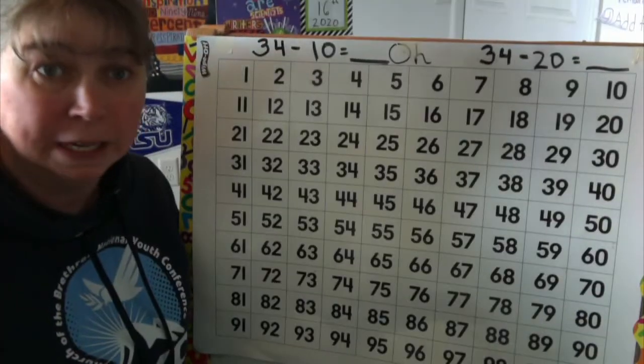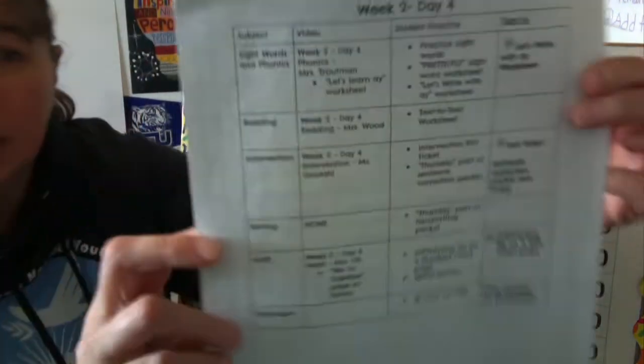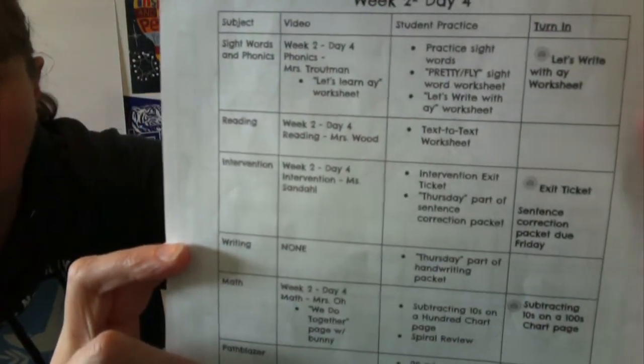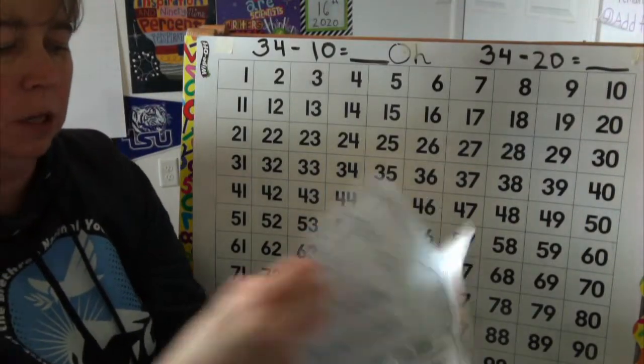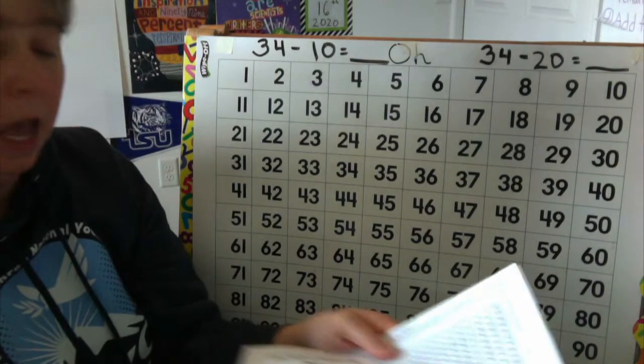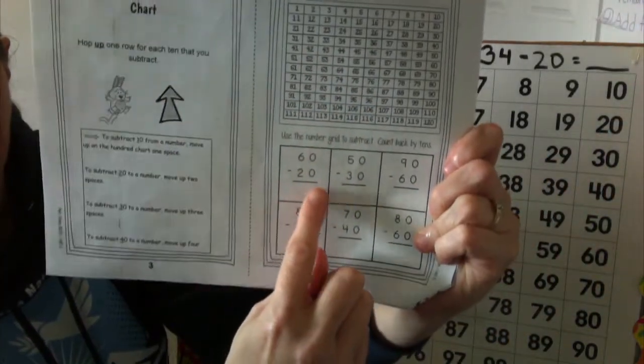Let's practice some together. First graders, I'd like you to go into today's packet. And remember, today's packet is week 2, day 4. And I want you to go almost to the very back of the packet. And I want you to find the page that looks like this. It's got a picture of a bunny and an arrow pointing up. And we're going to look at this side and solve this first problem together.